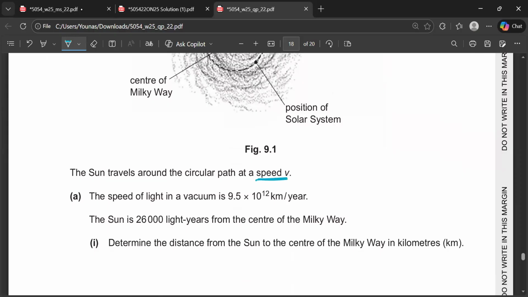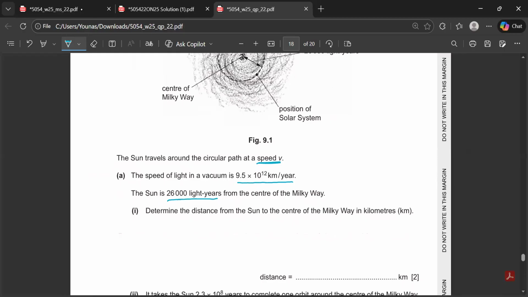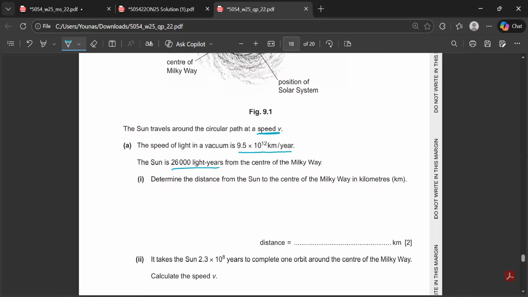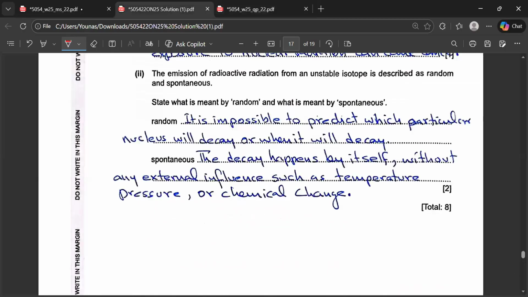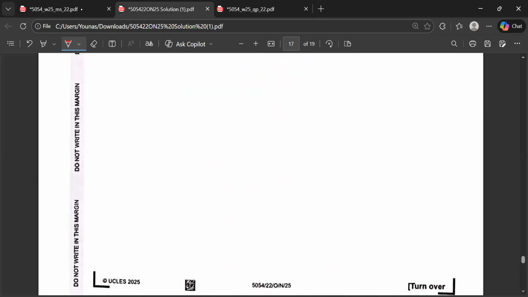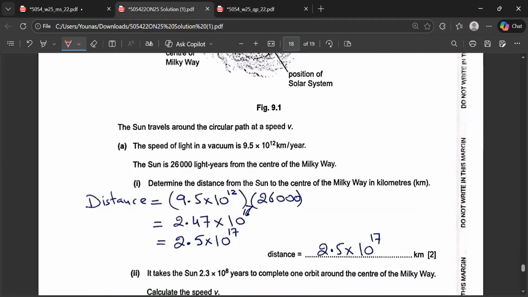The speed of light in a vacuum is 9.5 × 10^12 kilometers per year. The sun is 26,000 light years from the center of the Milky Way. The question is to determine the distance from the sun to the center of the Milky Way. So their question is basically to find the distance between the sun and the center of the Milky Way. It takes 26,000 light years, and the speed of light is also given in kilometers per year, and we know the years. So very easily we can find the distance.